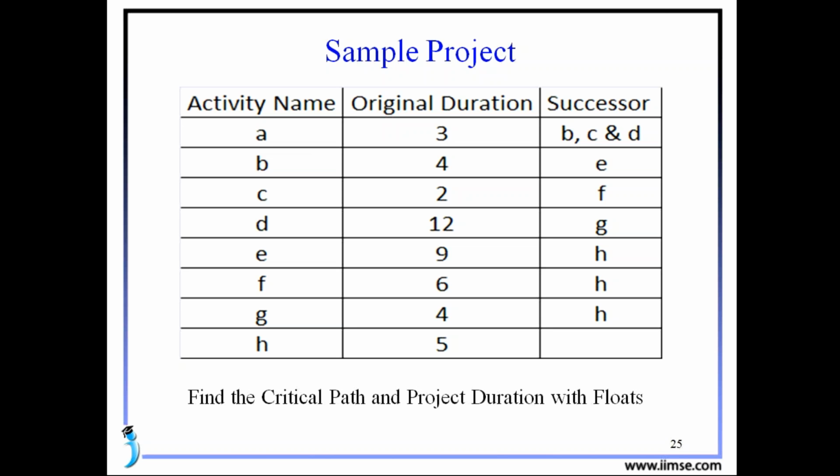After B, E will be started. After C, F will be started. After D, G will be started. After E, H will be started. After F also, H will be started. After G also, H. H is the last activity, so it won't have any relationships. See, find the critical path and project duration with the floats. That means from the given example, we should find our critical path and project duration with the floats also.